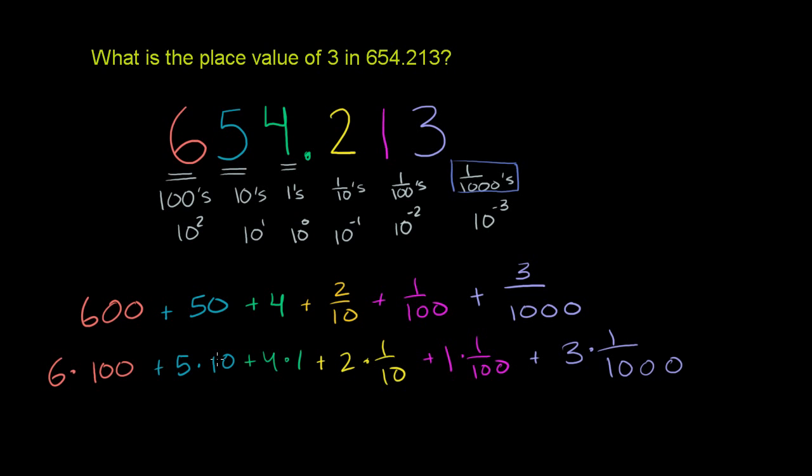So hopefully when you write it out like this, it gives you a sense of what it means when we say place value. The 6, three digits to the left of the decimal, is in the hundreds place, so it represents 6 hundreds. This represents 5 tens, because it's in the tens place. This represents 4 ones. You go to the thousandths place, this 3 literally represents 3 thousandths.